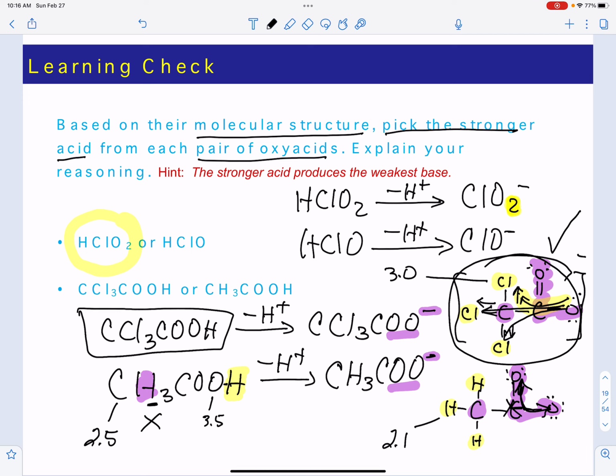The chlorine is far away from where the negative charge is, but it causes that effect. We call that the inductive effect. So if you happen to have an atom on the molecule that can pull the negative charge across the molecule, that's what we call induction. And because the negative charge gets spread over a bigger area, then the molecule is more stable.